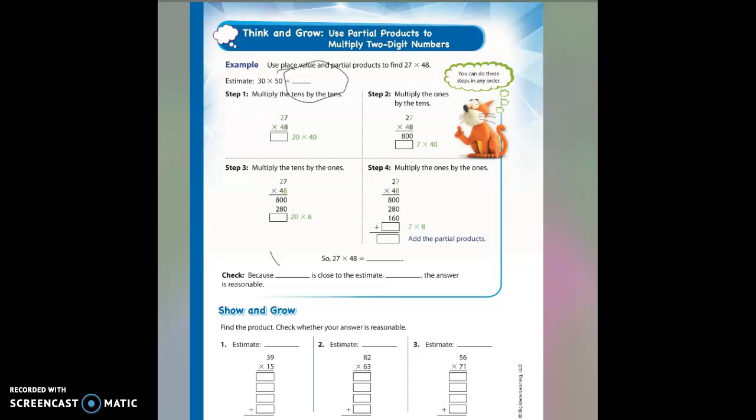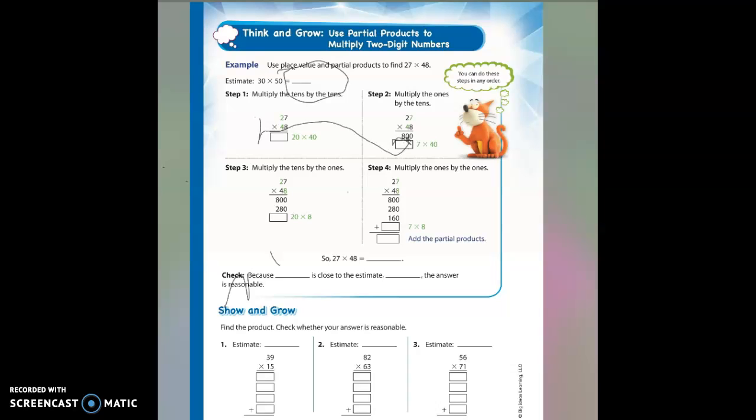Then they do the multiply the tens by the ones. They do what's 20 times 8 and what's 7 times 8. And then you add all of those products together. So you can see for 20 times 40, where's my pen? There it is. You can see up here for 20 times 40, they got 800.